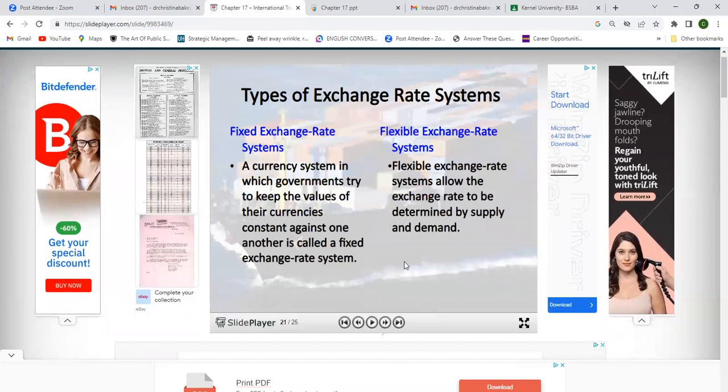We have fixed exchange rate systems, a currency system in which each government tries to keep the values of their currencies consistent against one another. Flexible exchange rate systems allow the exchange rate to be determined by supply and demand.